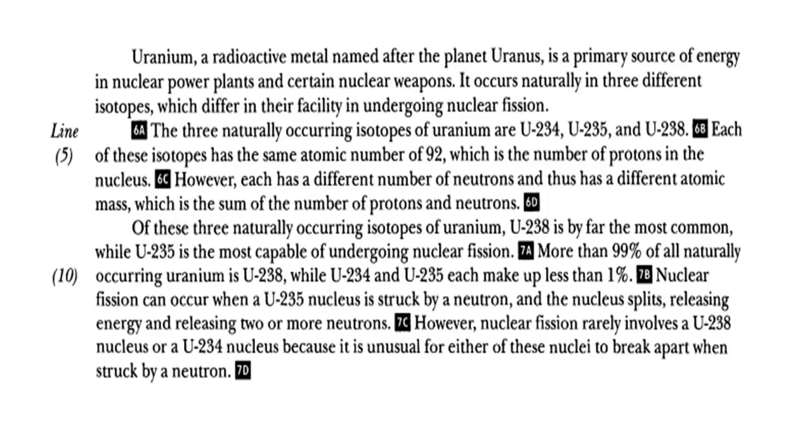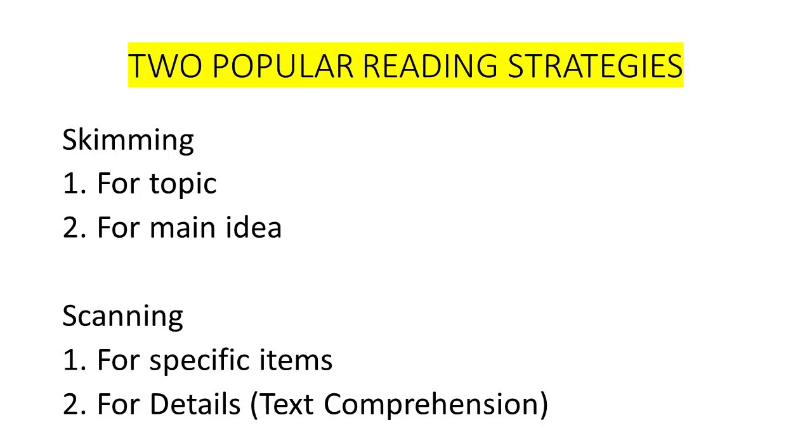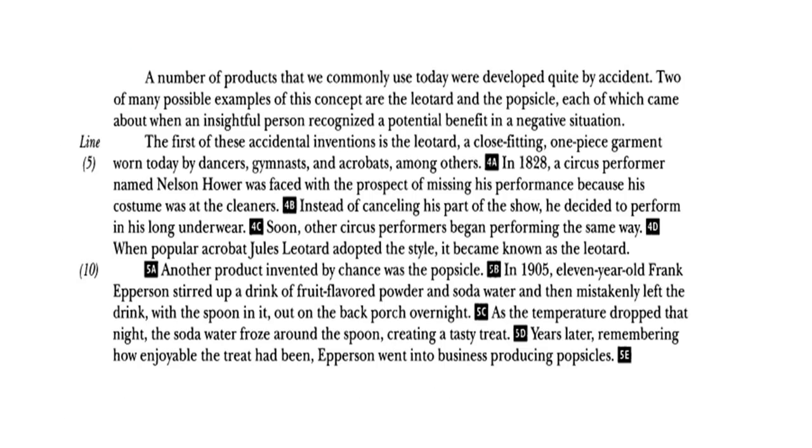These are the questions. The first question is, what are the names of the products found by accident? So this is about a specific item, everybody. This one is scanning for a specific item, because you are asked to mention the name of the product. Let's see the text. The number of products we commonly use today were developed quite by accident. Two examples are the leotard and the popsicle. So this is the name of the product. Very easy.